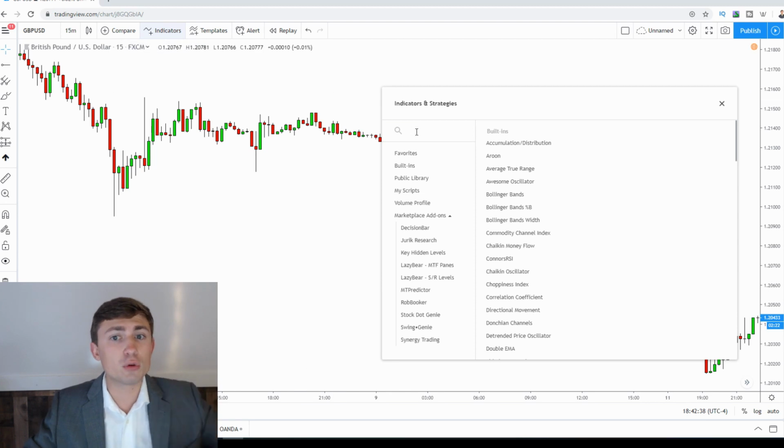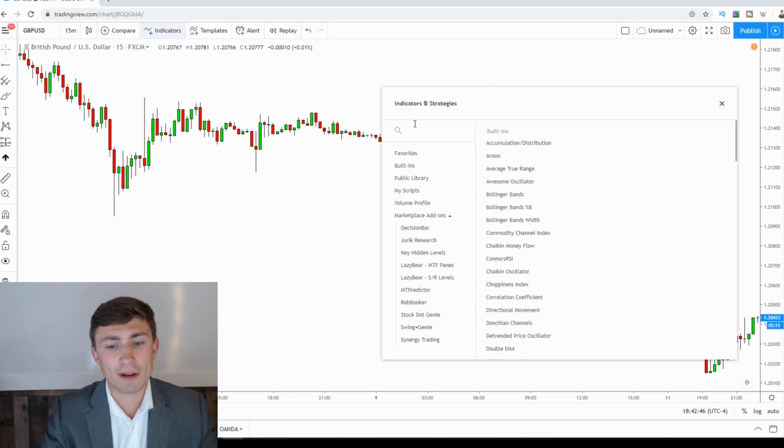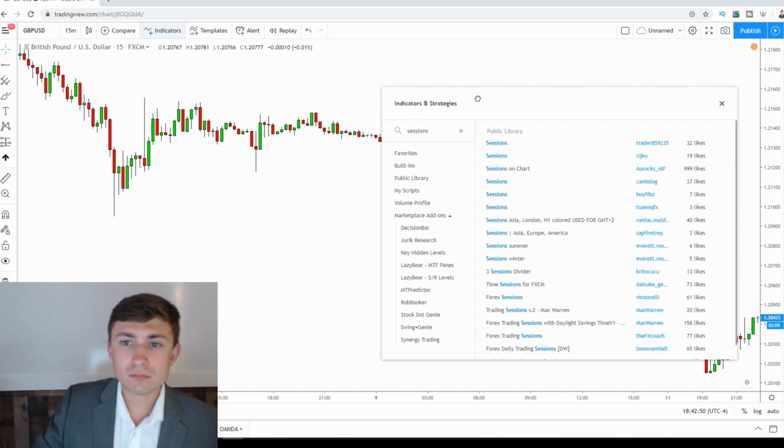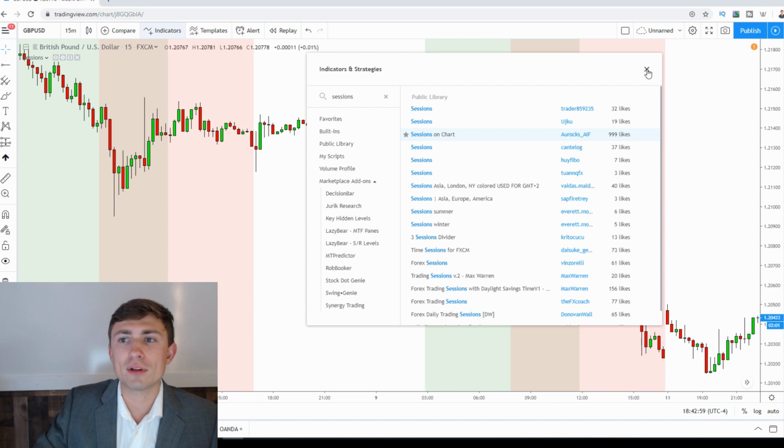This is a free tool to use, if you don't know what TradingView is. It's a great way. You just go to tradingview.com. There are some free applications here for your charting. Super awesome tool. Now, if I go in here and look up sessions, what you're going to see is, if I just pull that back up, "Sessions on Chart" by this guy right here, AU Rocks AIF. Just click that and it'll put that on the screen for you.